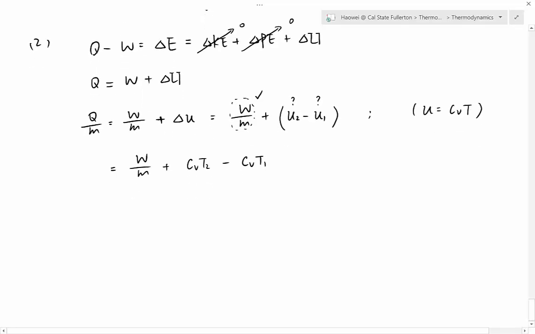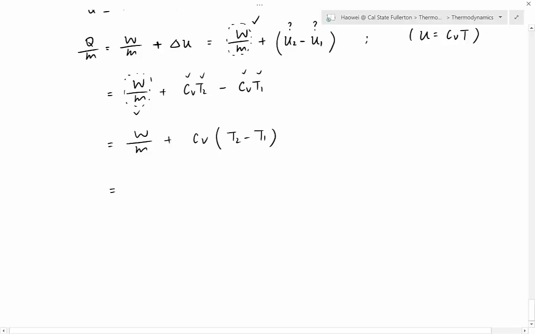All right, so now let's take a look. Do we have the first term on the right-hand side? Yes, we found it. Do we have Cv? Yes, it's given. Do we have T2 and T1? Yes, we have everything. All right, so now what we can do is one more step. W over M plus, take Cv out of those two terms. So it becomes T2 minus T1. All right, let's plug in the numbers.